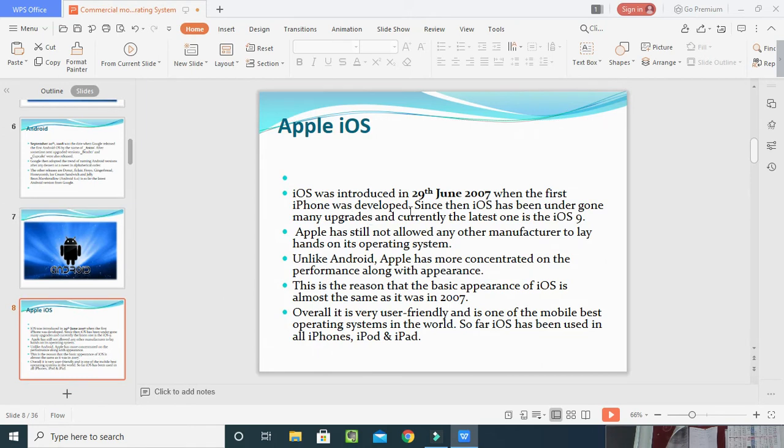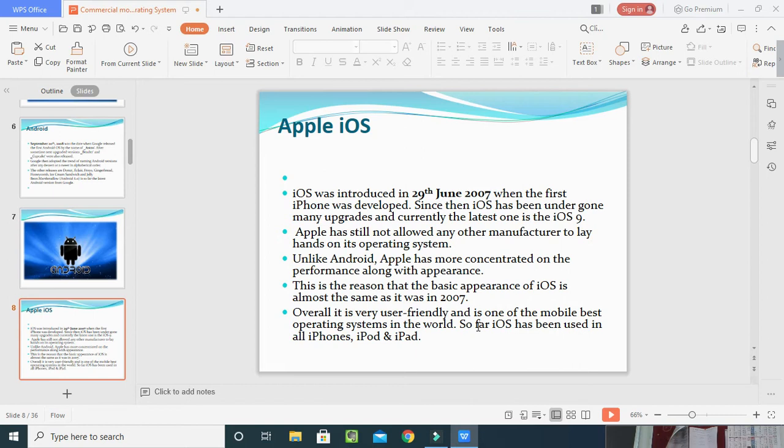Now, Apple iOS. This was introduced on 29 June 2007 when the first iPhone was developed. Since then, the iOS operating system has undergone many upgrades, and currently the latest one is iOS 9. Apple has still not allowed any other manufacturer to lay hands on its operating system. That means it has not given a chance to sell its operating system to other companies.